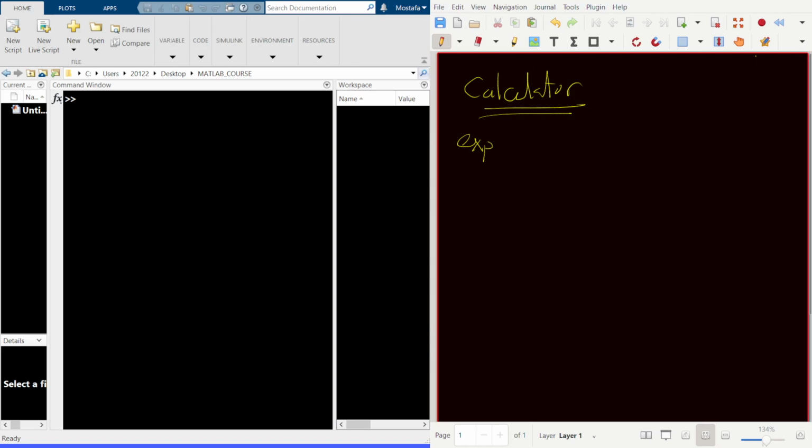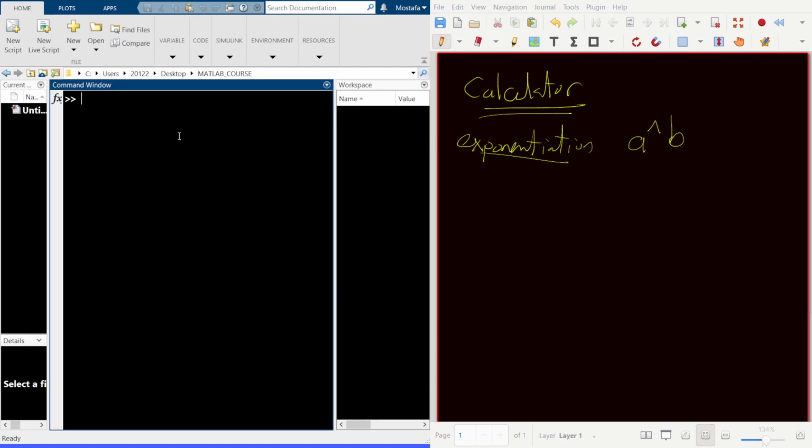So that's the first arithmetic operation we can discuss. For example, I can take a number a and raise it to power p, and that will give me the answer. So let's actually test this here in the command window of MATLAB. I can take 3 raised to power 3, and that would give me 27, or maybe 3 raised to power 2, and that gives me 9.